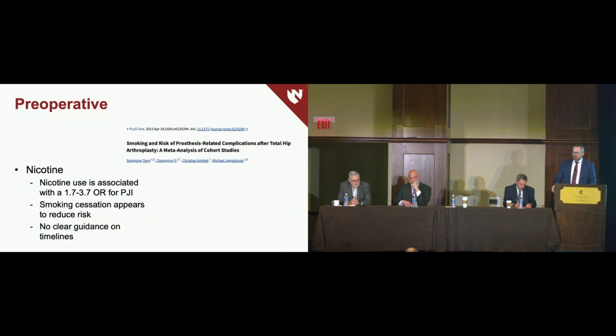Well, nicotine is one of those that also seems to be a difficult conversation for many of us. There have been several studies looking at this. I think this meta-analysis was really helpful. They actually found an odds ratio of 3.7 for PJI risk in patients who were using nicotine. Again, similar to weight loss, smoking cessation does appear to reduce the risk of prosthetic joint infection, although they looked at this at the University of Iowa in a very large database study and found that former smokers compared to non-smokers actually had increased risk of infection.